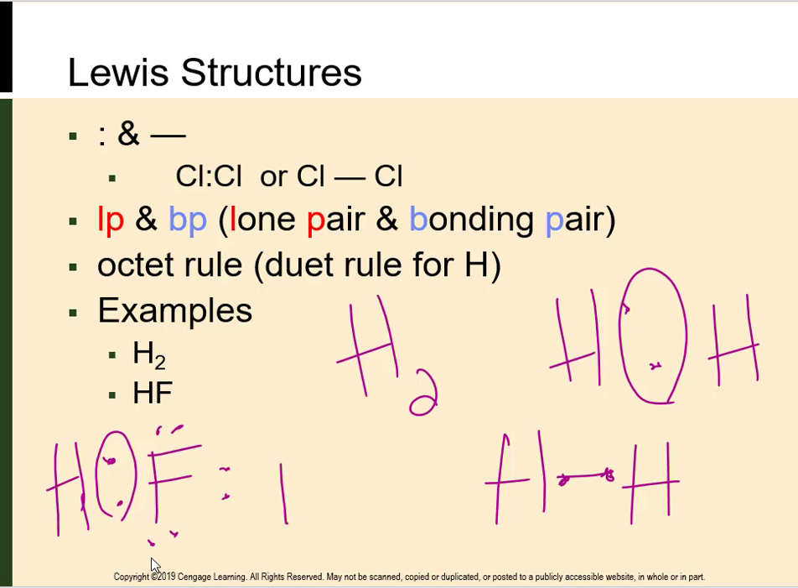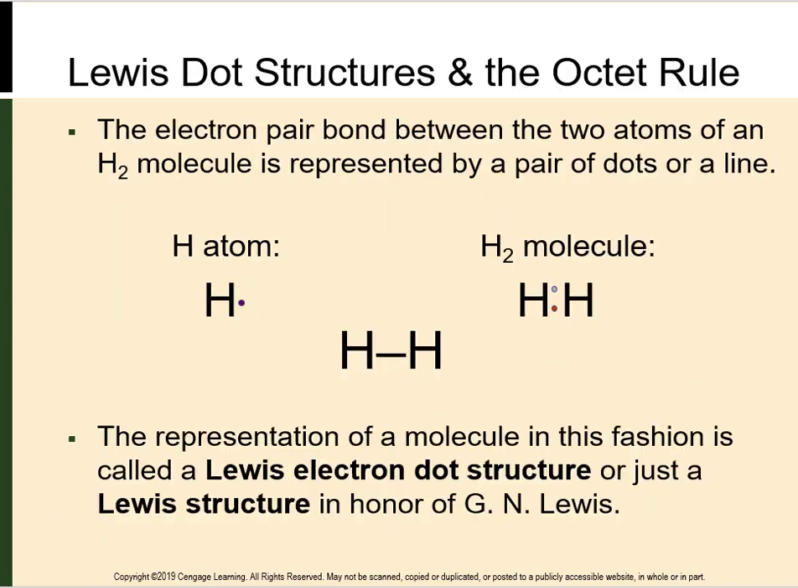This could also be shown as HF with six lone pair electrons. And this just kind of reiterates what we just said. If I just have a hydrogen atom, you know that there's one dot, an H2 molecule. We each have one dot and therefore joining to share that. We can also show that with a line. That's called our Lewis electron dot structure.